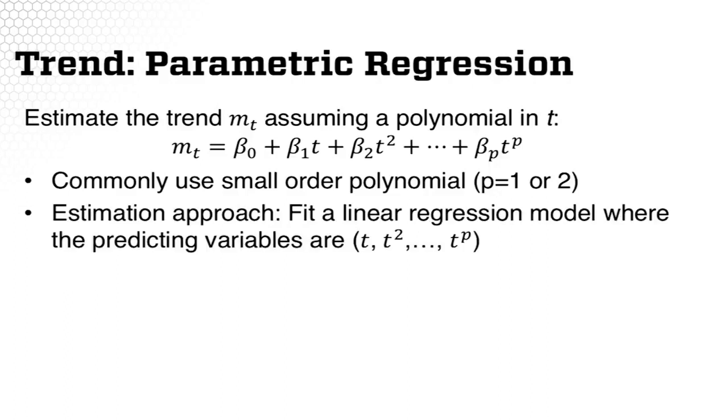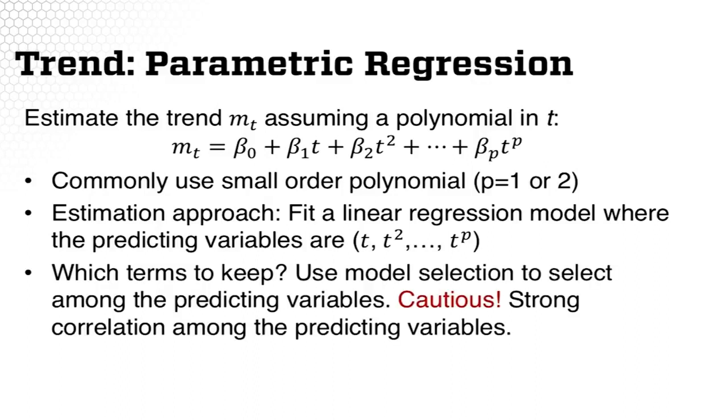Generally, in this approach, we estimate the betas using the linear regression approach you have learned in the regression analysis course. For this, the predicting variables are t squared, t cubed, and so on up to t to the power p. If p is large, one could also employ model selection to select which of the terms in the polynomial should be included for a good fit. However, this needs to be considered with caution, since the terms in t, or the predicting variables in the regression model, are highly correlated.